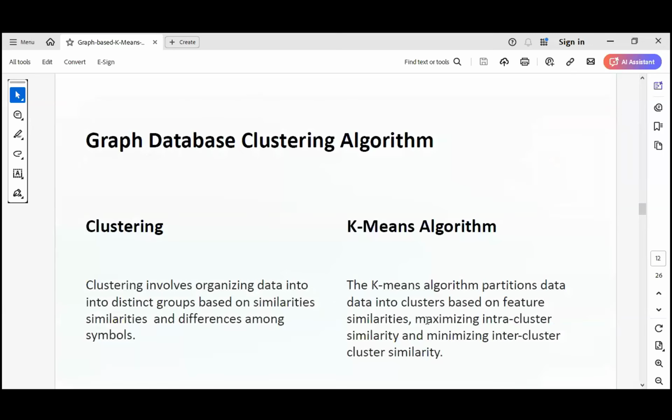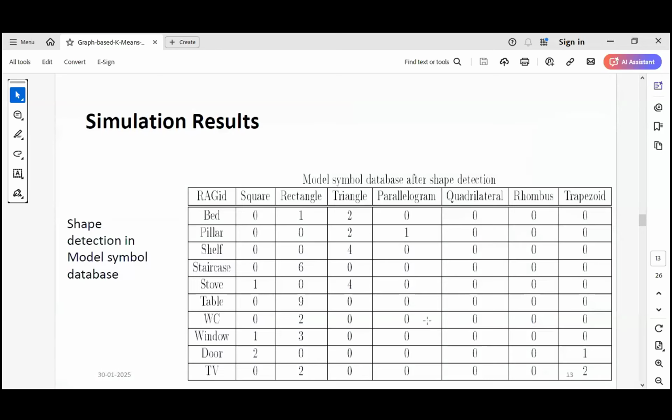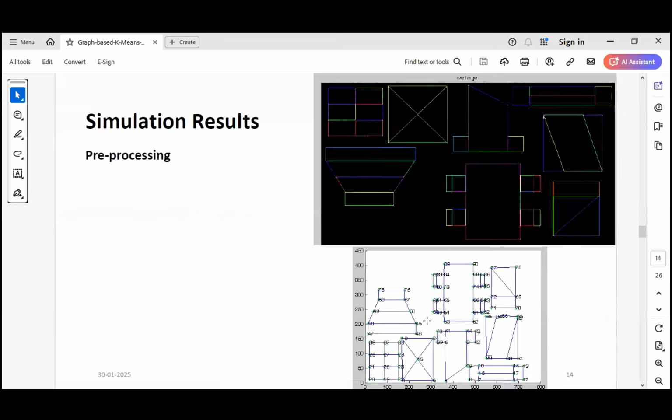Clustering and the k-means algorithm. The k-means algorithm partitions the data into clusters based on feature similarities; we are considering structural feature similarities. It maximizes the intra-cluster similarity and minimizes the inter-cluster similarity. So this is the actual analysis of the model symbol database based on their constituent shapes. This is the model symbol database.